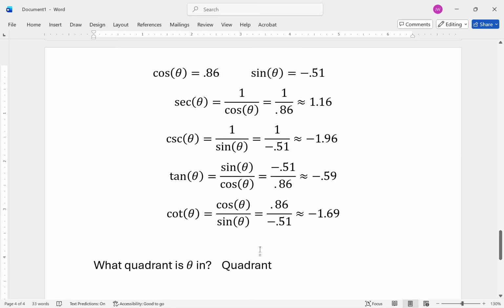By the way, if we are asked what quadrant theta is in, since the cosine is positive and the sine is negative, cosine positive means I'm moving to the right, sine negative means I'm moving down. So I should be in quadrant 4 there. Cosine is the x value, sine is the y value. Positive x, negative y, quadrant 4.